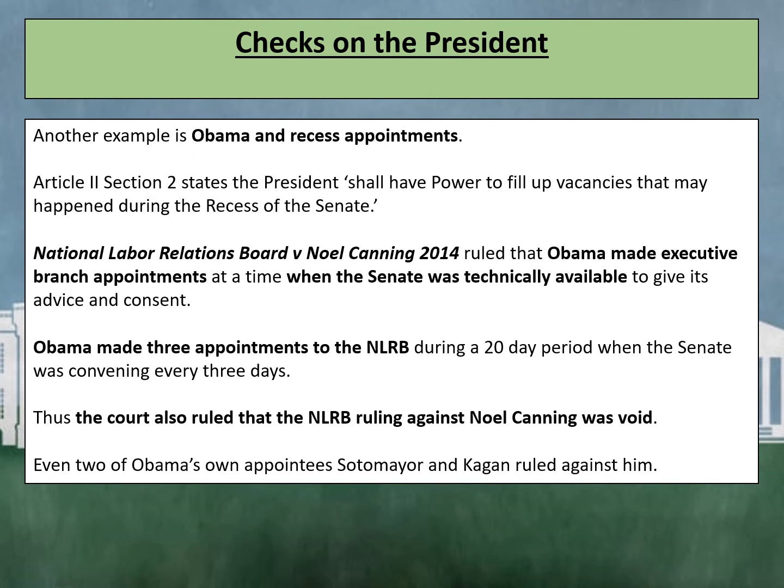Another example is Obama and recess appointments. Article 2, Section 2 states that the President shall have the power to fill up vacancies that may happen during the recess of the Senate. In the National Labor Relations Board versus Noel Canning in 2014, the Supreme Court ruled that Obama made the executive branch appointments at a time when the Senate was technically available to give its advice and consent. Obama made 3 appointments to the NLRB during a 20-day period when the Senate was convening every 3 days. Thus, the court also ruled that the NLRB ruling against Noel Canning was void. Even 2 of Obama's own appointees, Sotomayor and Kagan, ruled against him on this matter.